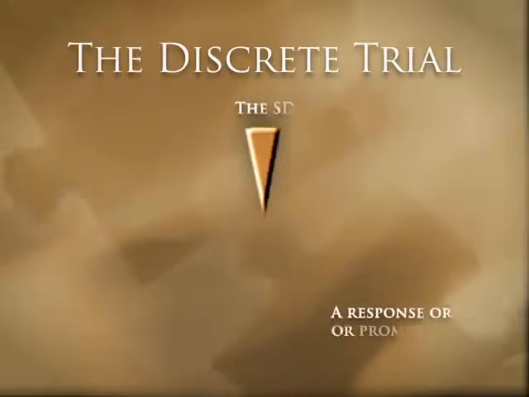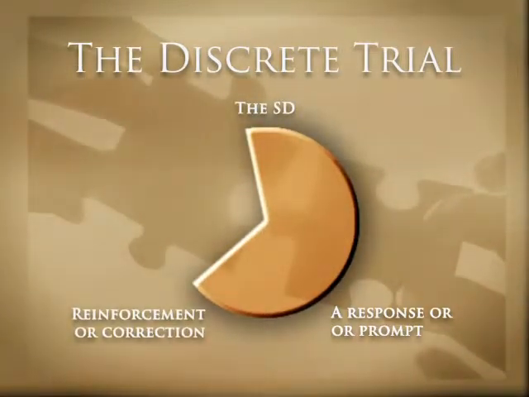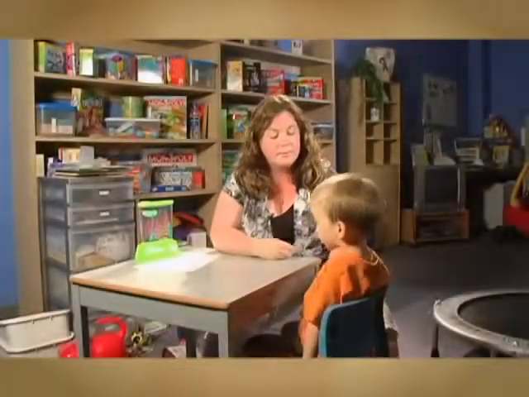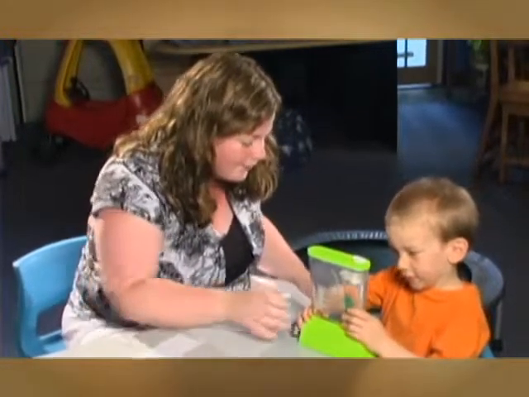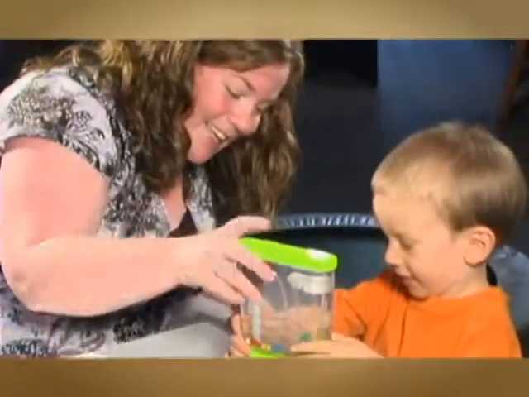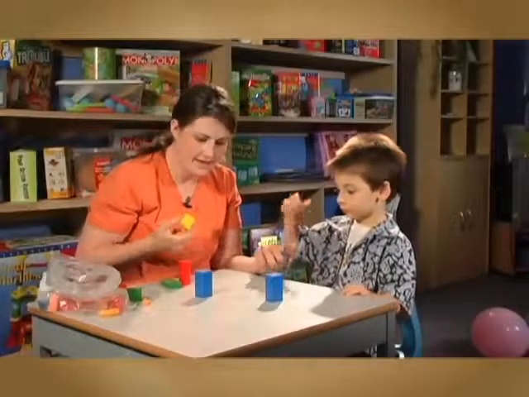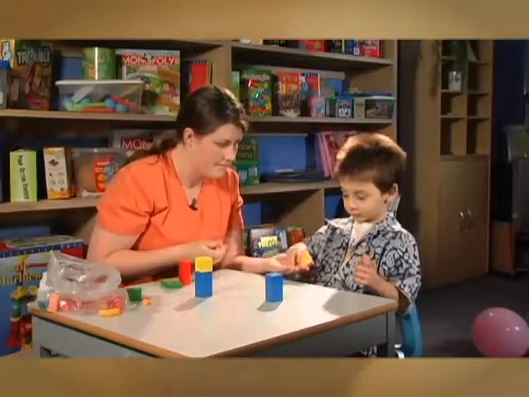We will now move on to the third and final component of a discrete trial, reinforcement or correction. Once an SD has been given, the child responds in one of two ways. Either the child responds correctly and reinforcement is delivered, or the child responds incorrectly and a corrective procedure is applied. We will begin with reinforcement, which is sometimes called a reward. When providing reinforcement to a child, there are several key points to keep in mind in order to maximize its effectiveness.